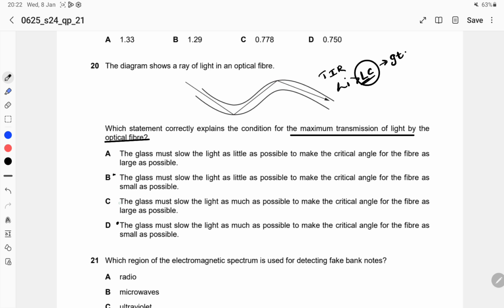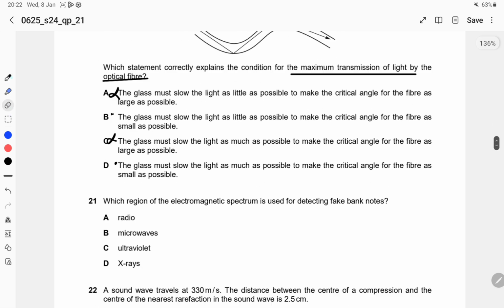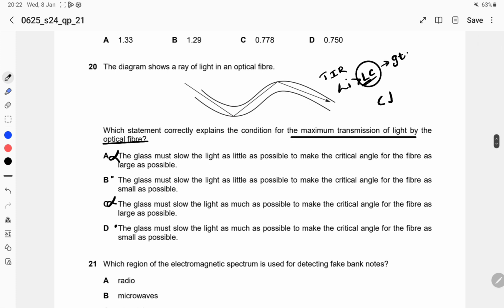It's either Bombay or Delhi. A and C are out, because if your critical angle is large, your angle of incidence has to be larger and the possibility reduces. Now I know that my critical angle, not refractive index, is small. I also know that my critical angle is inversely proportional to refractive index, correct? Because refractive index is 1 upon sine C. So if your critical angle is smaller, it means your refractive index has to be larger.